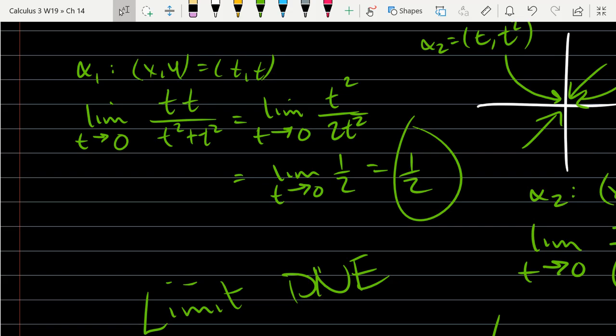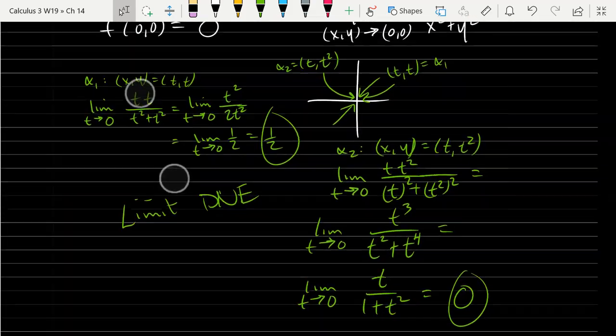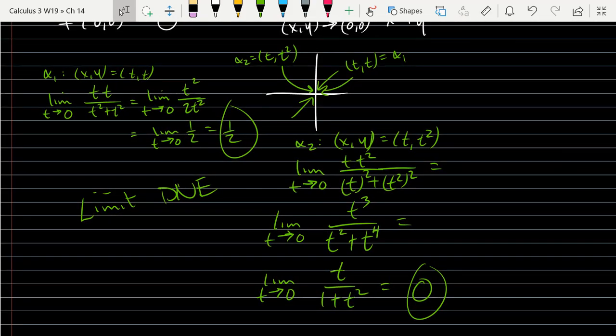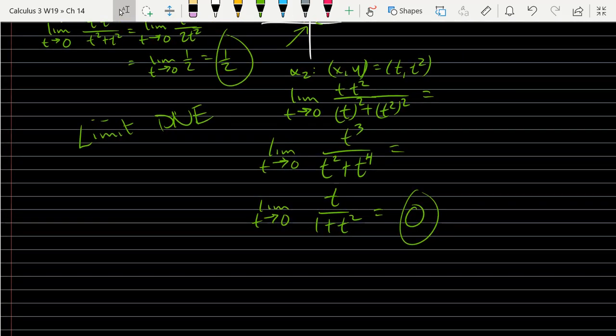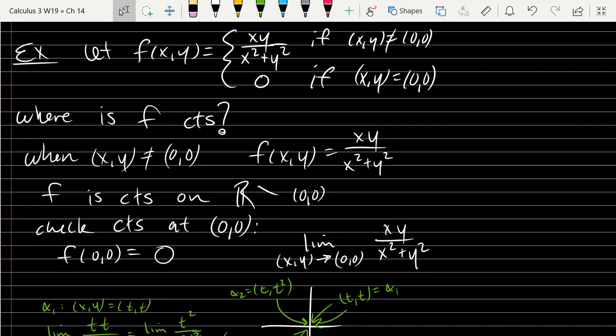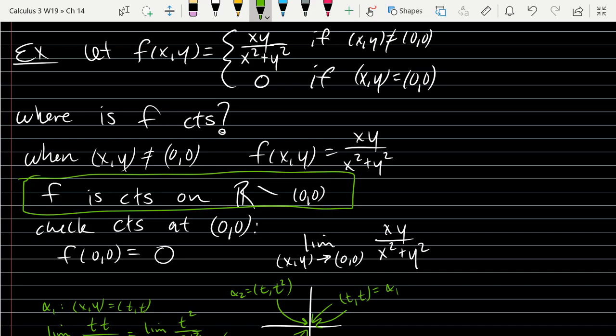Actually, I was done as soon as I looked at alpha 1 and got not 0. Right away, I could say the function is not continuous, because even if the entire limit was 1/2, it's already failing right here. The fact that I didn't get 0 means I could already say the function was not continuous. I just kept going and found a second path which did equal 0. However, the fact that these didn't match means my limit doesn't exist. If I had found the 0 first, I'd have to keep going, because it's not enough to find a limit of 0 on one path. You have to determine a limit of 0 on all the paths.